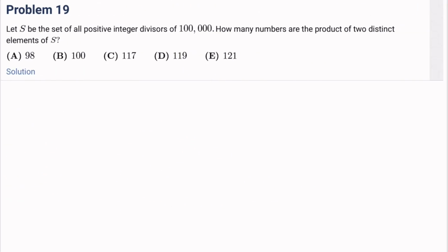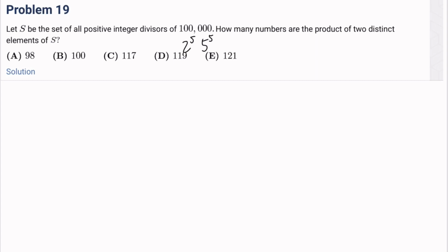Number 19. Let S be the set of all positive integer divisors of 100,000. How many numbers are the product of 2 distinct elements of S? Okay, so we know that 100,000 is just 2 to the 5th power times 5 to the 5th power, right? And we want the numbers that are the product of 2 distinct elements of S.